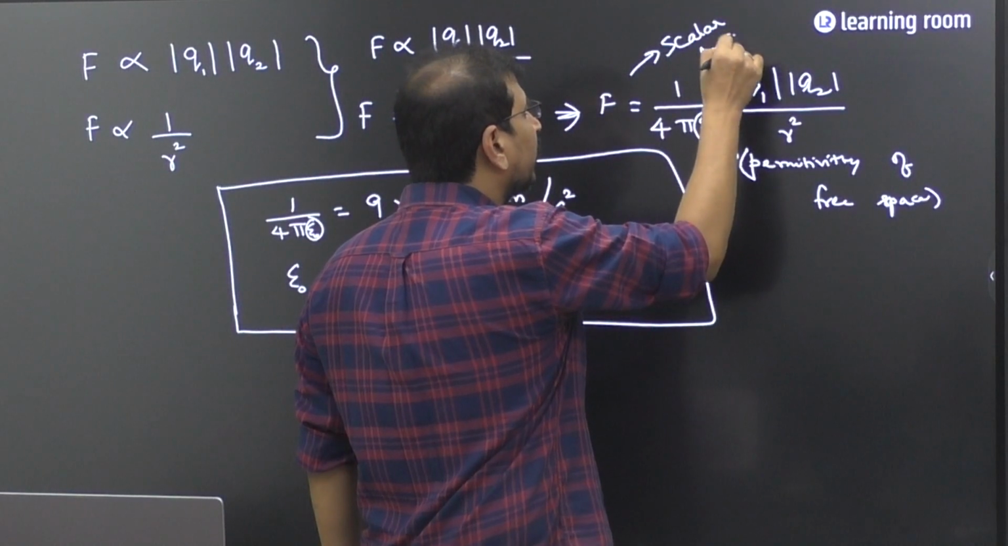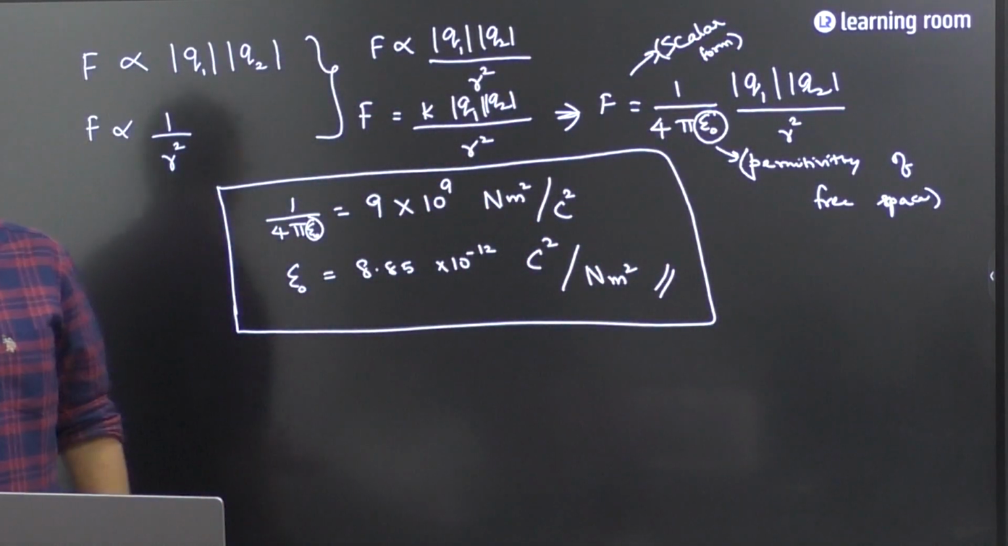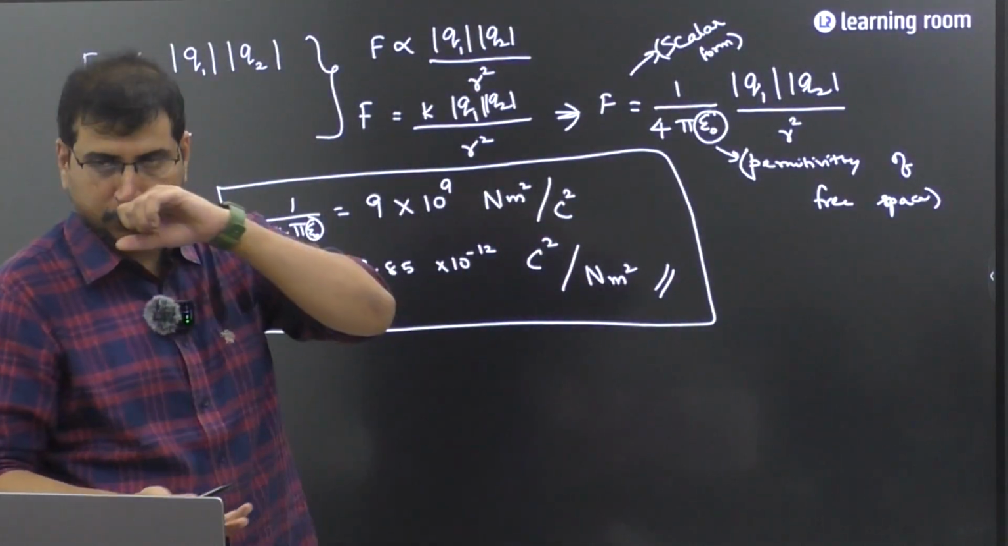So this gives space to the next question. Is there something called a vector form? So obviously we need to have a counterpart for it.